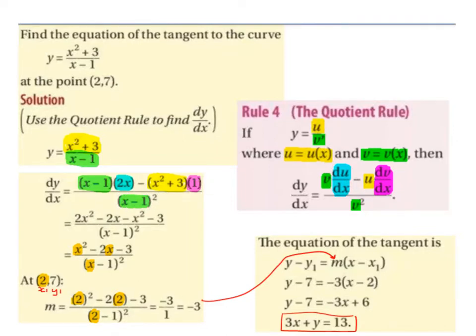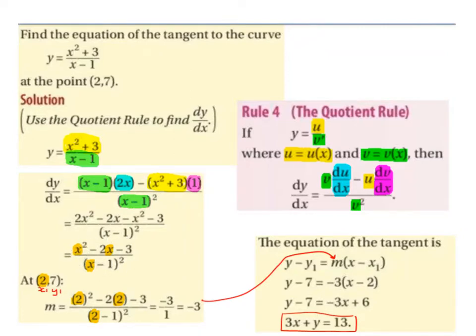Next we multiply out the brackets. x by 2x is 2x squared, minus 1 by 2x is minus 2x, minus x squared by 1 is minus x squared, minus 3 by 1 is minus 3. And this is still over x minus 1 squared. Then we simplify. 2x squared minus x squared is x squared. Bring down the minus 2x and the minus 3. Now we've simplified as much as we can.